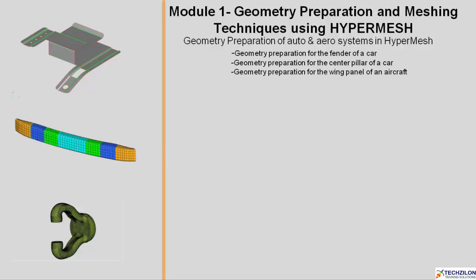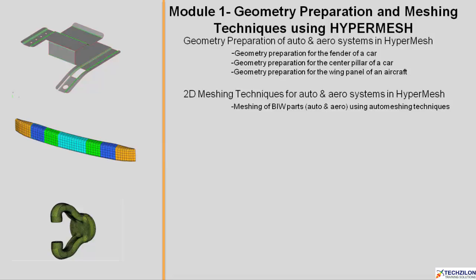We will later move on to 2D meshing techniques for auto and aero systems using HYPERMESH. This will consist of meshing of BIW parts for both auto and aero using auto meshing techniques, and meshing auto and aero components for crash and durability analysis.